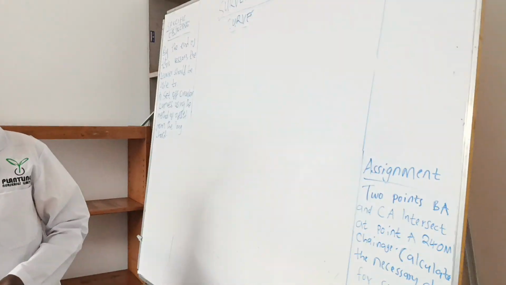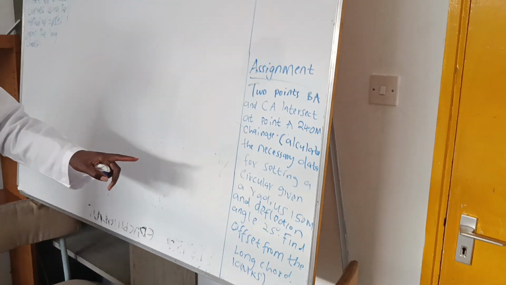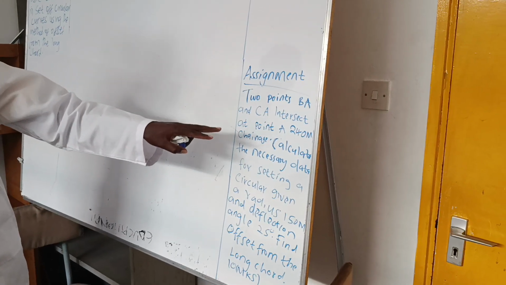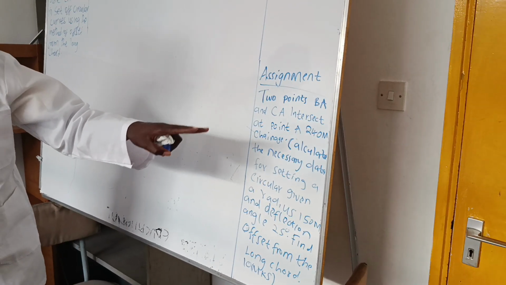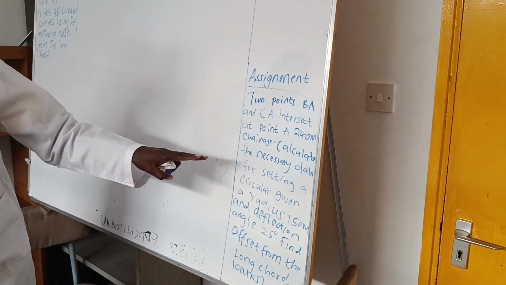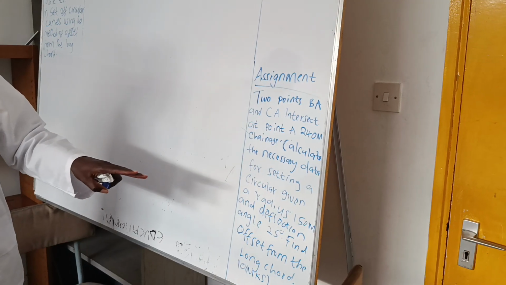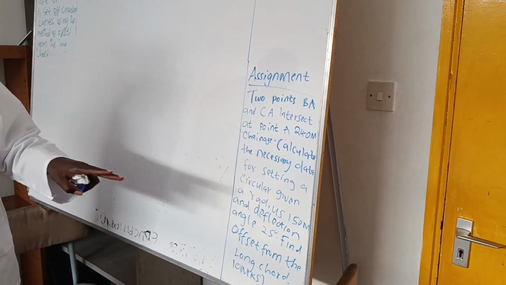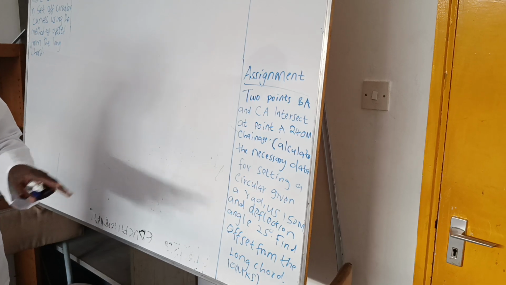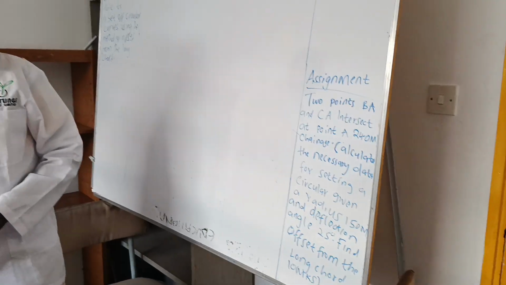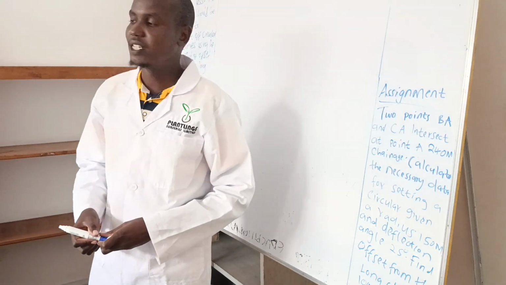That's good. And here we have your assignments. Go ahead and do it over when you have your free time. Two points, BA and CA, intersect at point A, 240 meters. Then calculate the necessary data for setting out a circular curve given a radius of 150 meters and deflection angle of 25 degrees. Find offsets from the long chord. This assignment will be submitted in the next lesson.